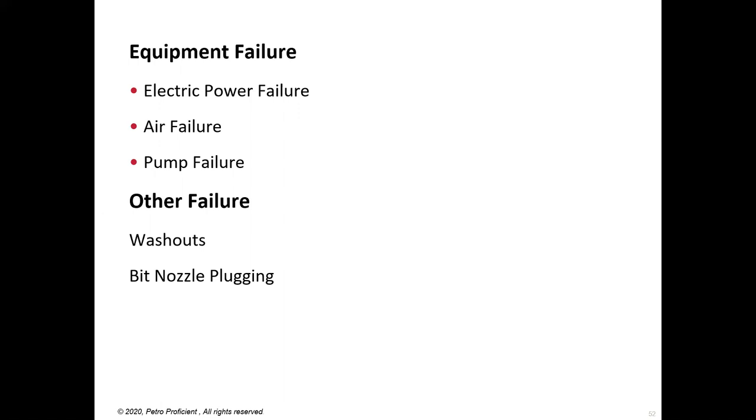Now, other failures are basically washouts and bit nozzle plugging. In washouts, it could be a washout of surface equipment, it could be a washout of drill pipe, and bit nozzle plugging. These are points that you can also review, good points to think about and make some analysis, and even perhaps write some papers on, such as our procedures for handling washouts during MPD. Think about all these things.